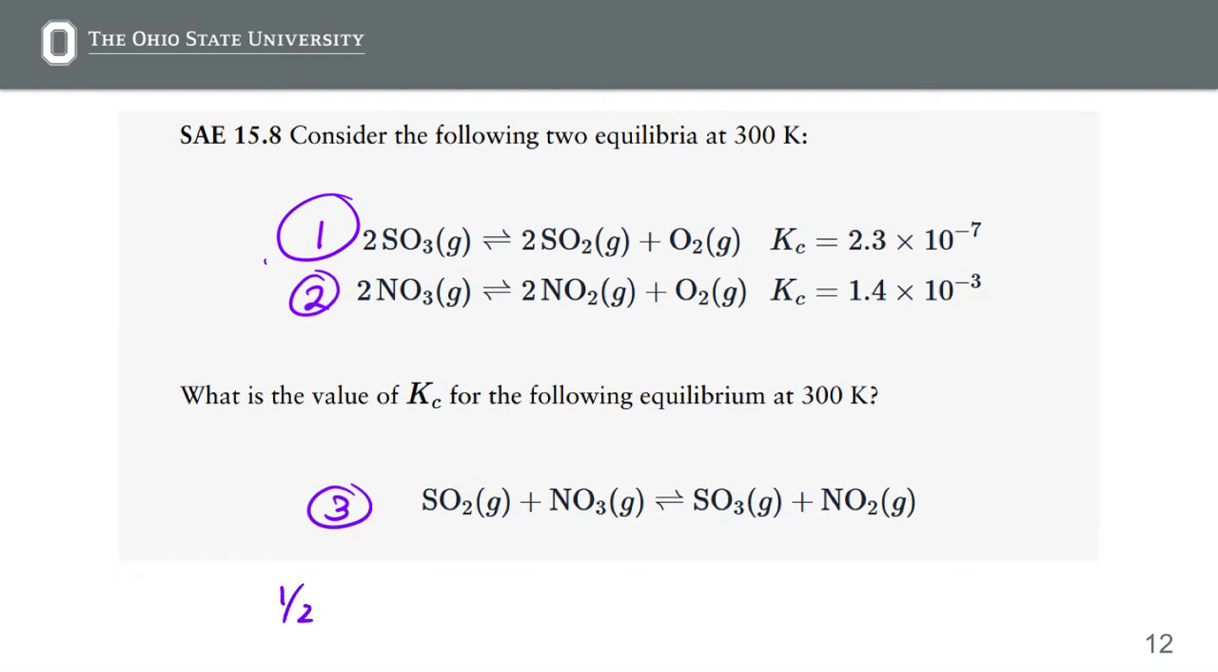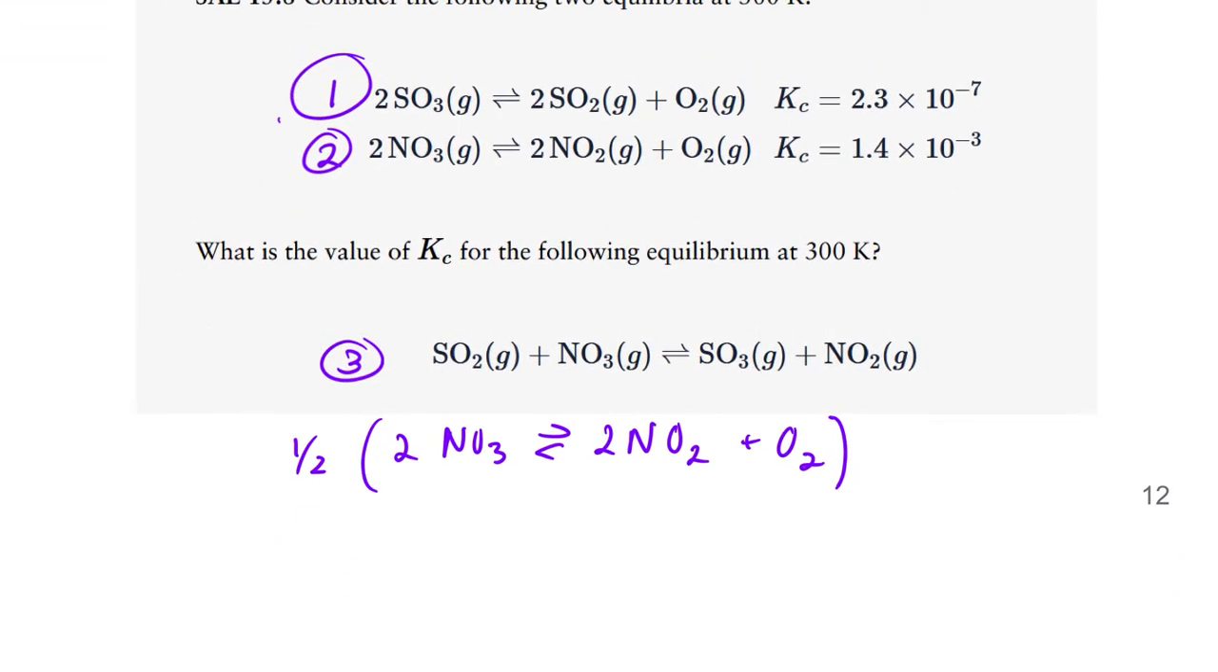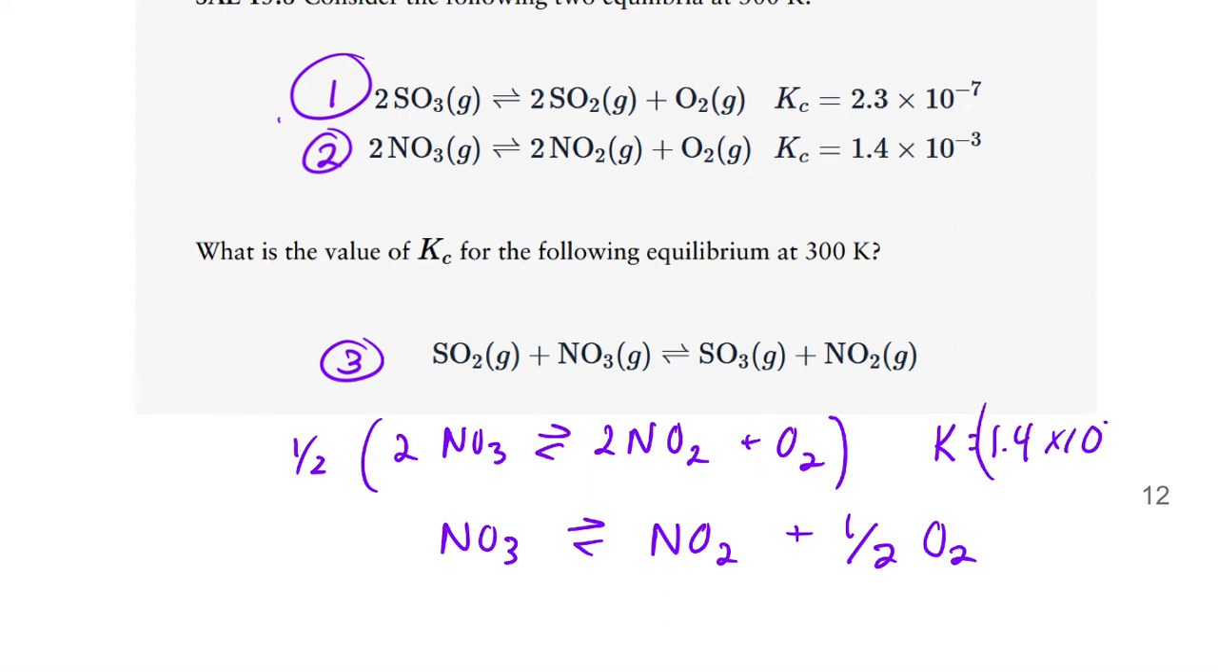So if we do 1/2 of 2 NO3, I'm going to leave off the phases just for the sake of simplicity here, 2 NO2 plus O2, we're going to end up with NO3 in equilibrium with NO2 plus 1/2 O2. And K for this expression, I'm going to put it in parentheses, 1.4 times 10 to the minus 3, is raised to the 1/2 power. Okay, so we could figure out what that is mathematically. Everyone okay with that?